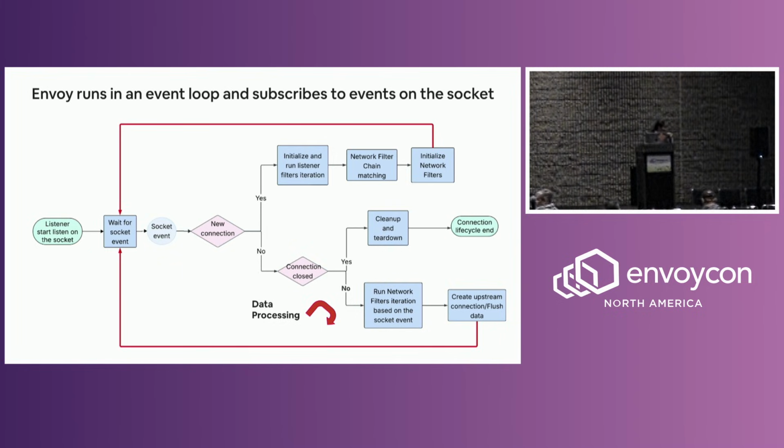Otherwise, if it is data incoming on an existing connection, we have the data processing phase. And note that this data processing phase happens for each chunk of data that is being processed by Envoy. So this keeps on happening throughout the connection lifecycle. And at last, when the job is done, we go through the connection teardown, or the connection end phase. This event loop is really important to understand when you are debugging your connections.